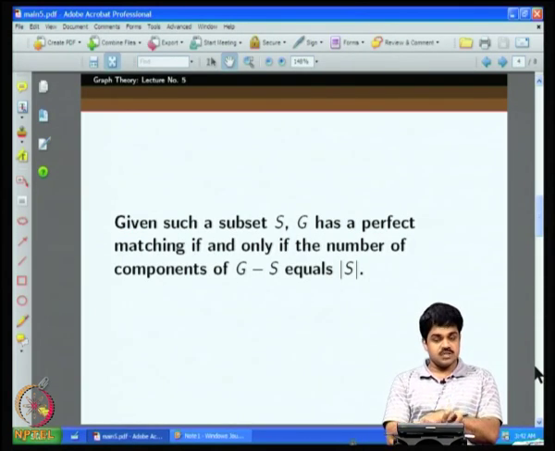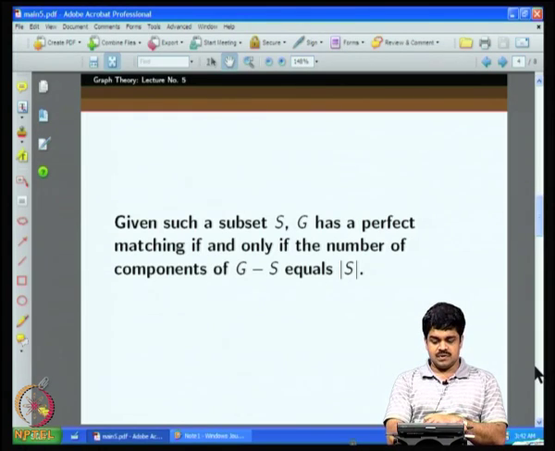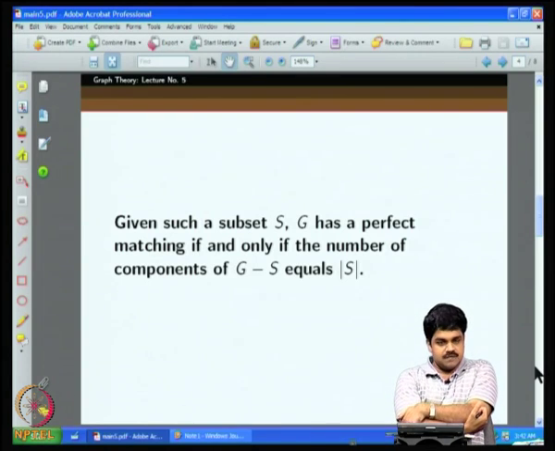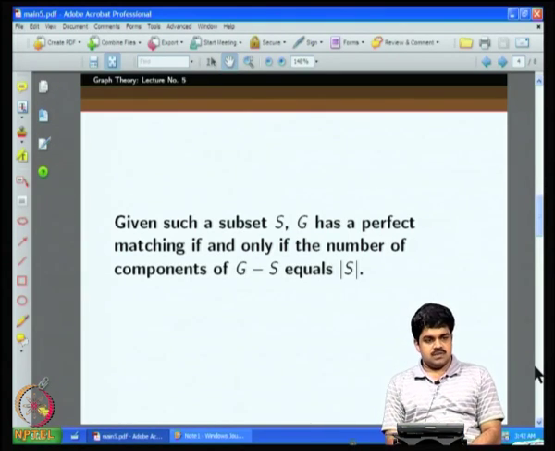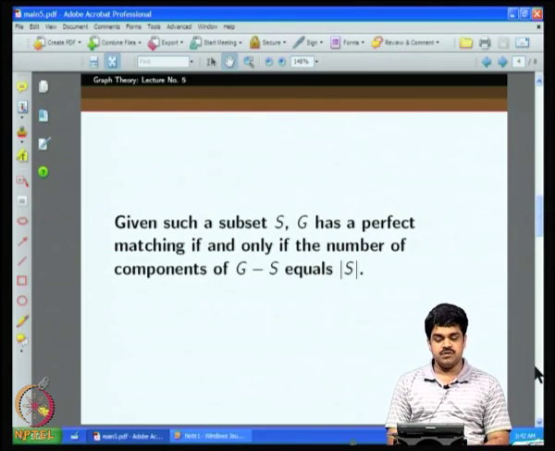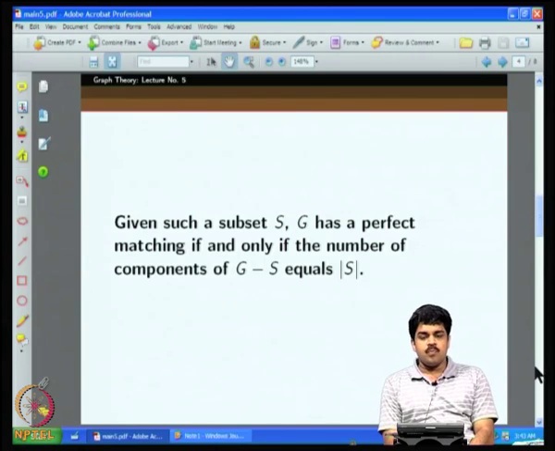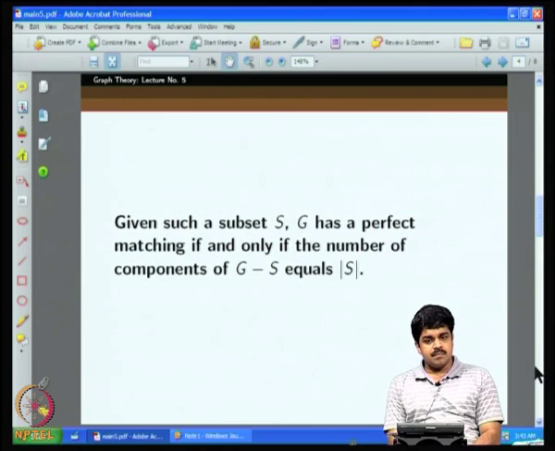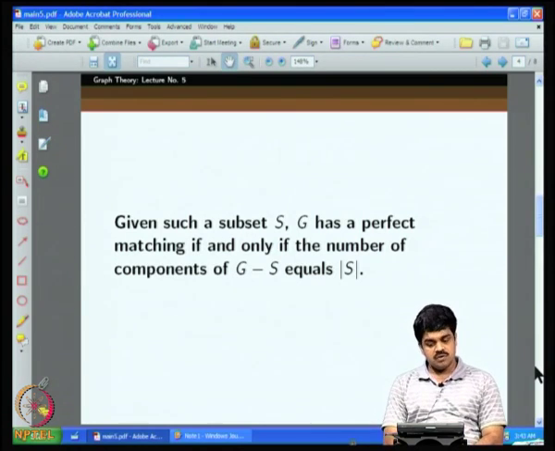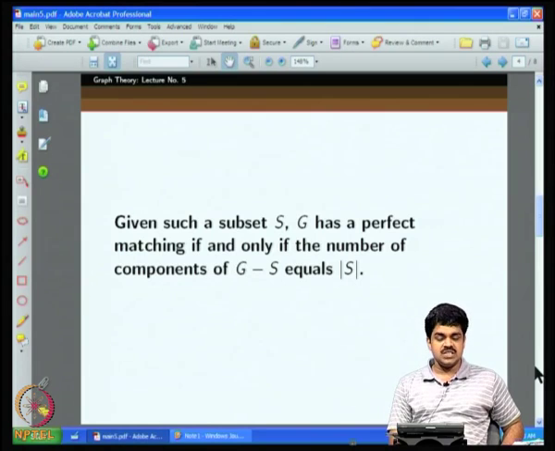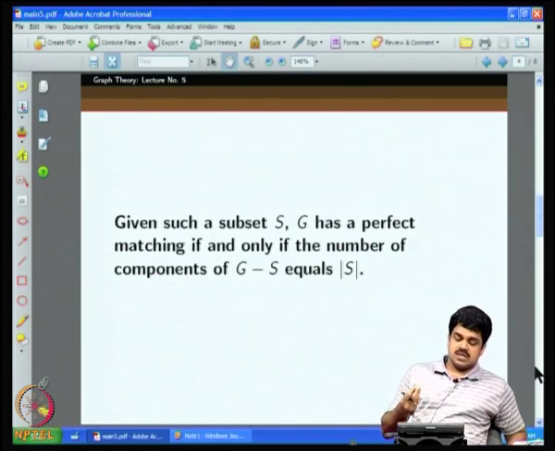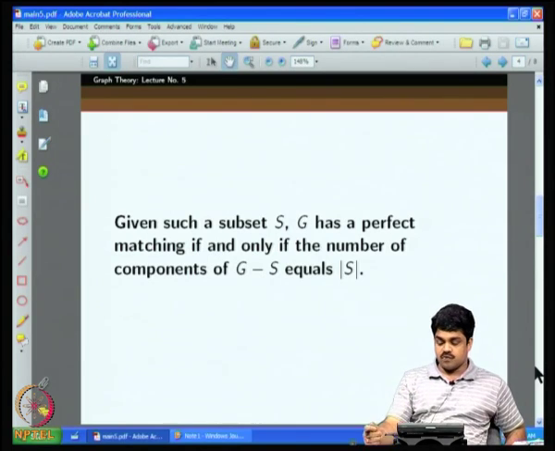And the statement says not only that it exists. With respect to such a set S, testing for the existence of a perfect matching would be straightforward. What will we do? We just have to check whether the number of components of G minus S is equal to the cardinality of S or not. If the number of components of G minus S is equal to the cardinality of S, then there will be a perfect matching. On the other hand, if the number of components of G minus S is not equal to the cardinality of S, then we are not going to have a perfect matching. In other words, the existence of a perfect matching is equivalent to testing whether the cardinality of S is equal to the number of components of G minus S.